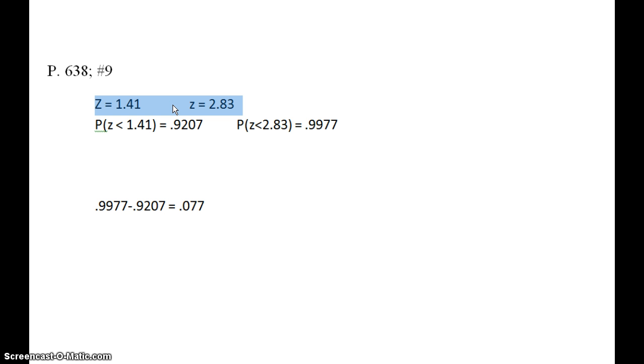So the simple explanation is you just look up both the numbers straight from the chart, look up what the numbers are associated with each of those z-scores, and then you just subtract the smaller one away from the larger one, and you get the chance of being in between, which is 0.077.